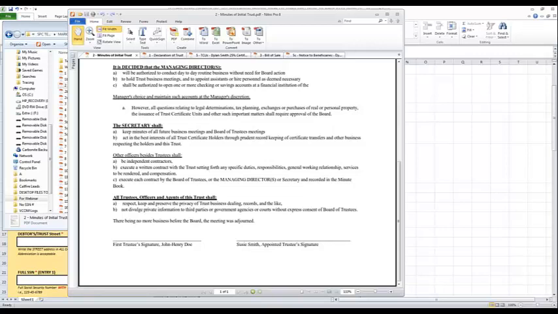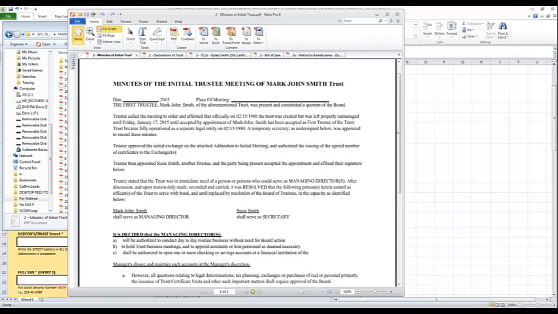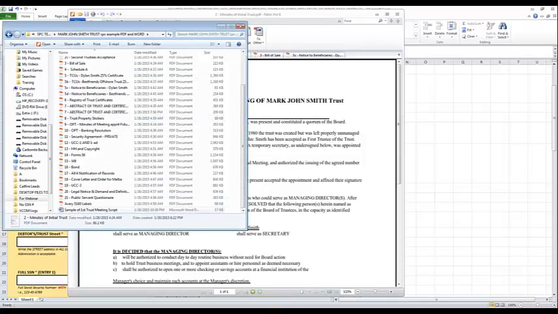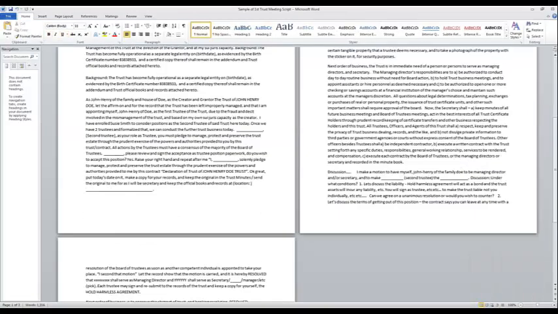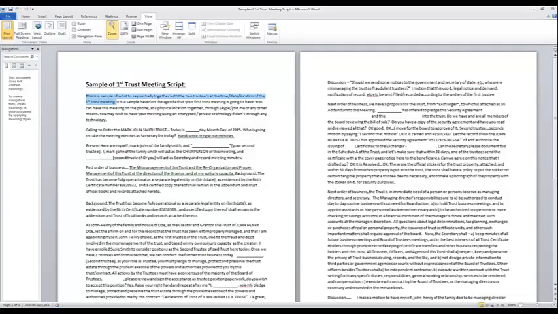The two trustees. So did you actually have a meeting and have a motion that was seconded and carried and the board resolved that you were both appointed as the trustees? Okay, did you actually do that? Well, you may be unfamiliar with doing that, so what I did is I put together a sample script. This is a sample of what to say verbally together with the two trustees at the time, date, location of the first trustee meeting. Let me zoom in a little bit.